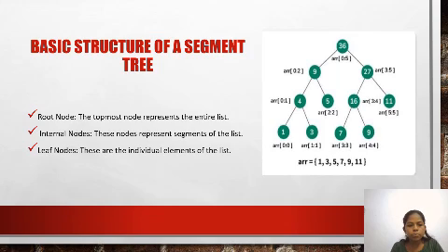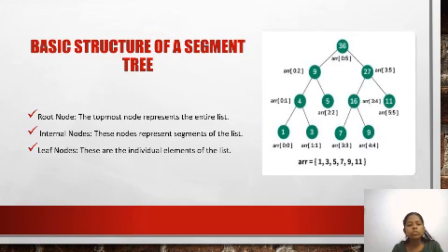Basic structure of a segment tree. We have root node, internal nodes, and leaf nodes. First, the root node, which is the topmost node representing the entire list. In this given example, 36 is the topmost element, so this is the root node. Then internal nodes. These nodes represent segments of the list. In the given example, 9, 27, 4, 5, 16, 11 are the internal nodes.